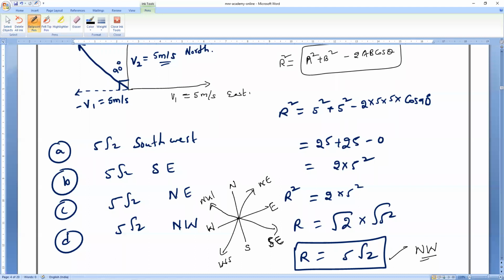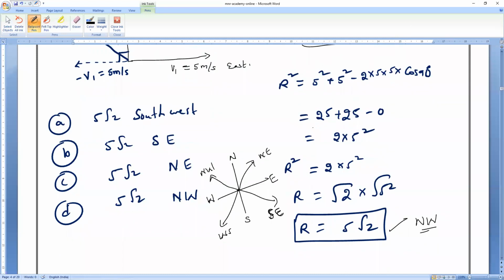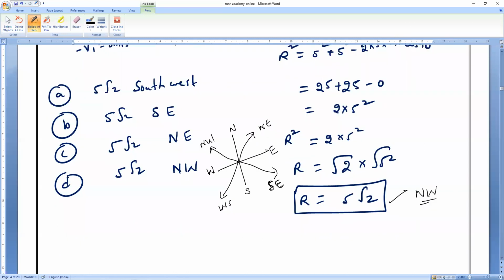Is it right or wrong? Southeast, yes or no? So now what is the answer? Northwest or northeast? Northwest. Understood, everybody? The answer is 5 root 2 northwest. Please remember that. Clear? Okay, so finish it. Any doubt, anybody can ask.